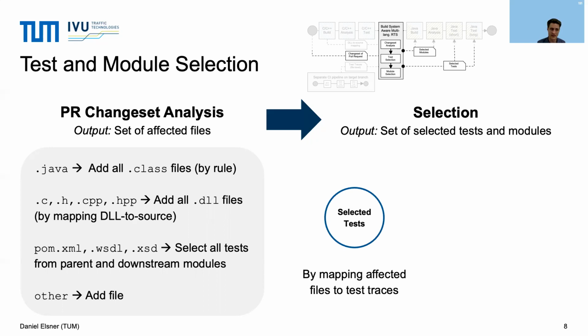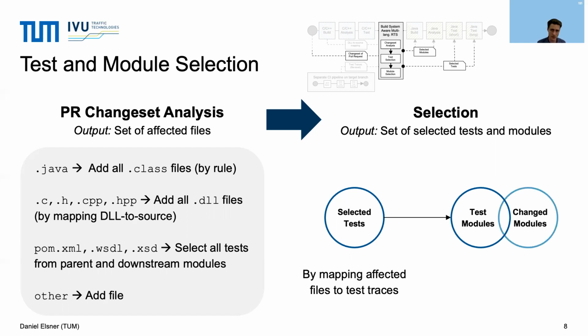The next step is the selection of tests and modules. Firstly, we select all the tests by looking at the test traces and looking at the affected files that we collected from the change set analysis. Thereby, we can determine what tests have to be run. In the next step, we also need to figure out what are the surrounding modules that we need to compile in order to be able to execute those tests. And also, we need to look at what modules are directly affected by the changes, and those need to be built as well, similarly as you might know it from an incremental build system.